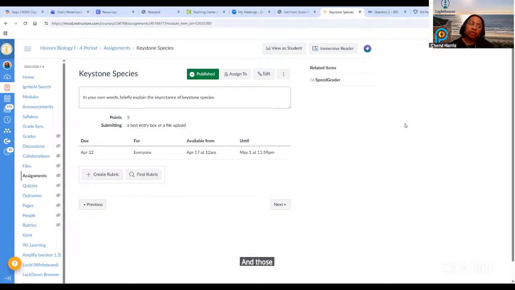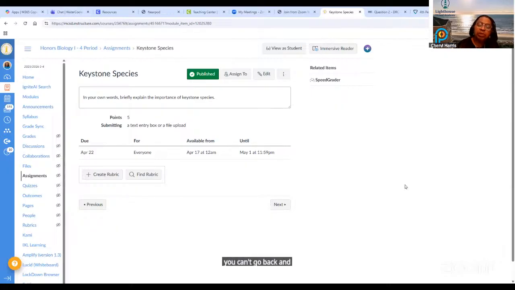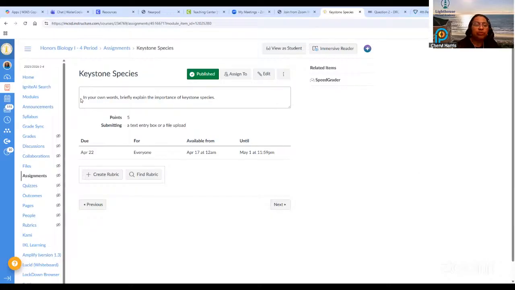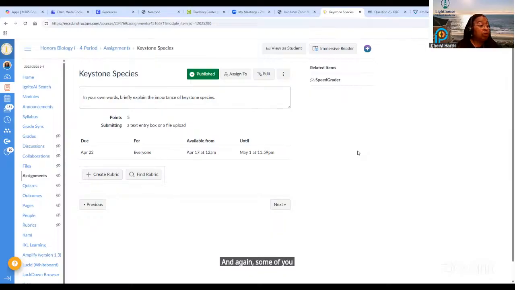And those of you who haven't done it yet, heads up, you're not going to get 100 if you skip this question. You can't go back and do it because it'll make you start the whole thing all over again. All right. So this was from the biodiversity Nearpod. And again, please don't answer it with a short answer because you won't get the full 5 points for a short answer. And again, some of you are missing grades for all of them.